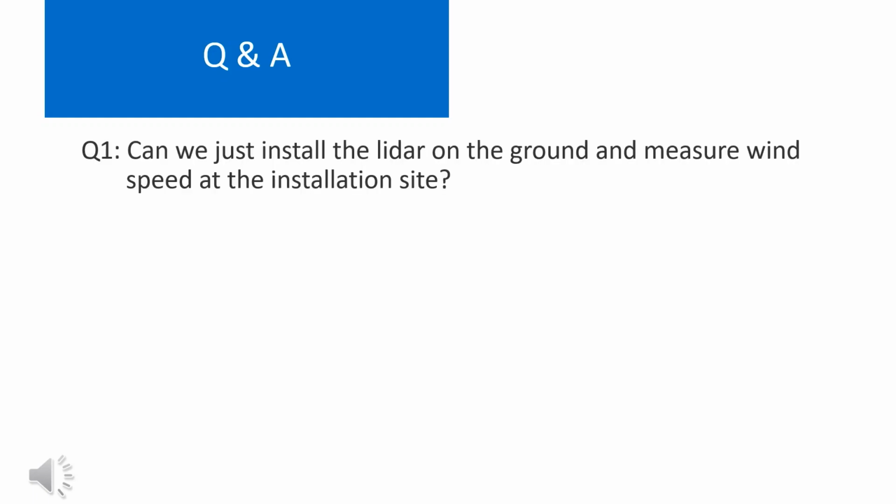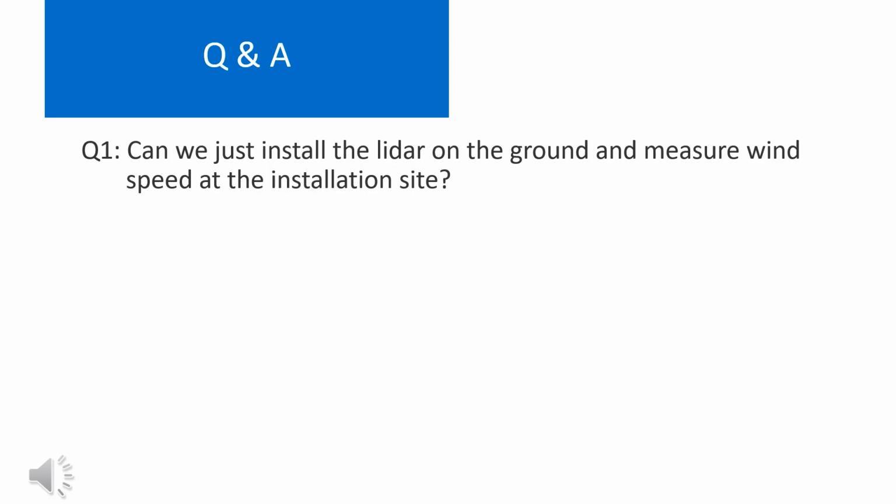Is there any question? Yeah, I see one question on the chat: can we just install the LiDAR on the ground and measure the wind speed at the installation site? That's one topic that we didn't cover, ground-based or nacelle LiDARs, and there are applications for that as well. For feed-forward blade pitch control, it would be very difficult to have a LiDAR on the ground because you want it pointing into the wind direction ahead of the wind turbine at all times.